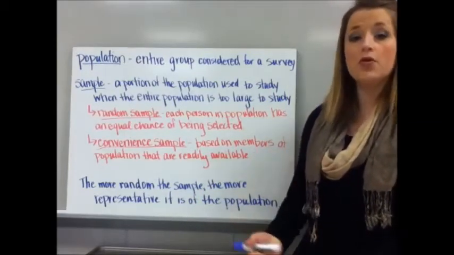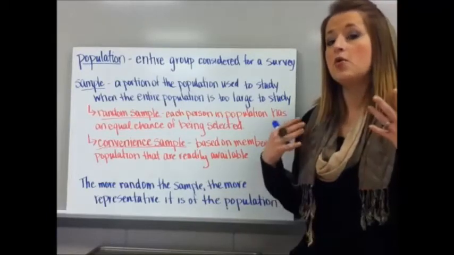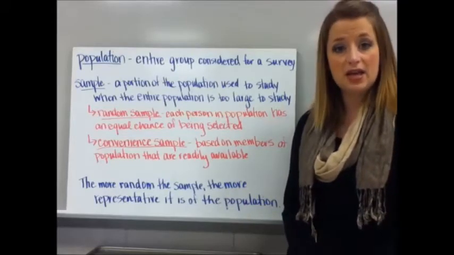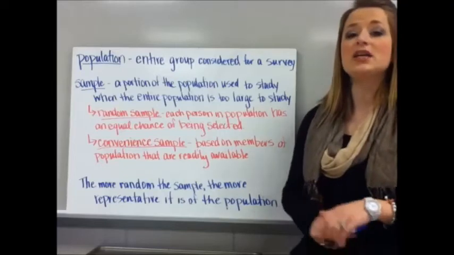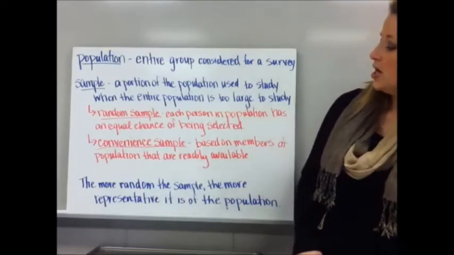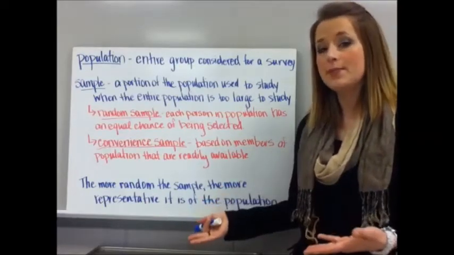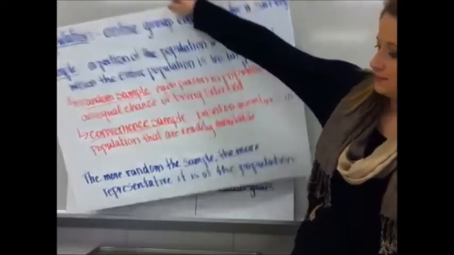Also, the more people or objects in your sample, the more accurate your data will be. If I only surveyed 5 kids across the entire U.S., that's not going to be near as accurate as if I had sampled 500 students across the U.S. So a general guideline: the more random the sample and also the more people in my sample, the more accurate my data will be.